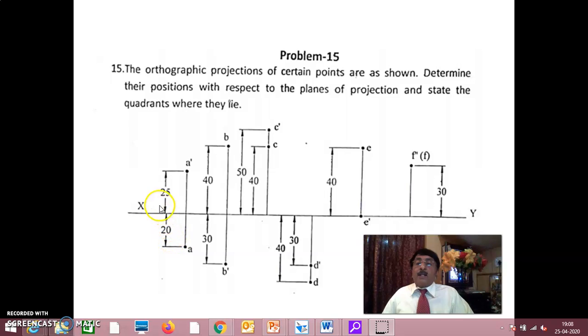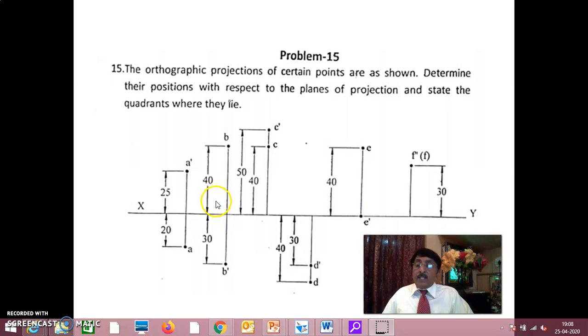Is it okay? That means I have told you, A dash means any dashes will be above HP or below HP, and any without dashes, A, B, C, that way, they are either in front of VP or behind VP. They are top view distances. Above HP or below HP, they are front view distances. They are parallel to VP and you can attach front views to that. Now here, A dash is 25 mm above HP, 20 mm in front of VP, it is in the space between VP and HP. Point A is in the first quadrant.